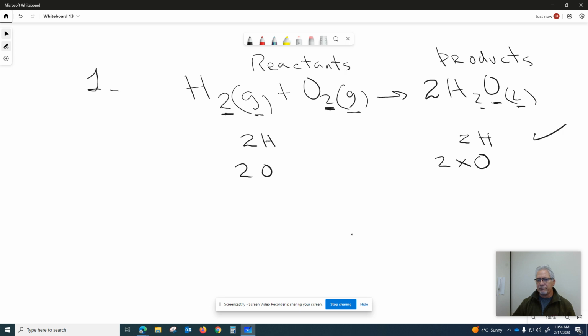One observation or tip: never ever change the subscript. Always add coefficients, but do not try to put the two as a subscript on oxygen because that will be another substance, which is hydrogen peroxide.